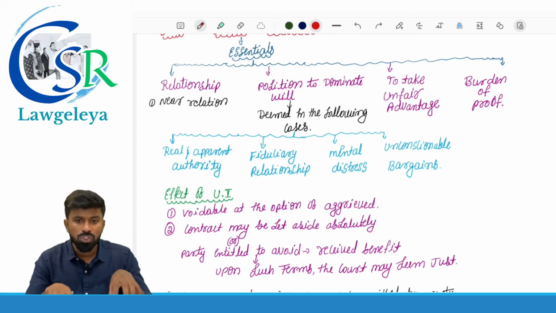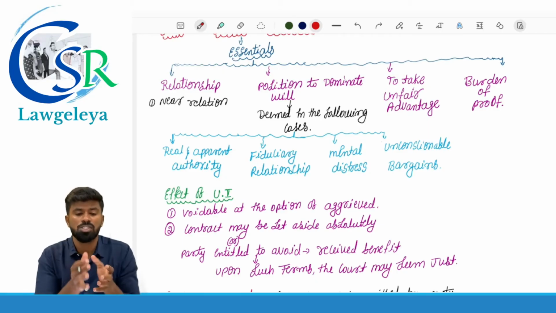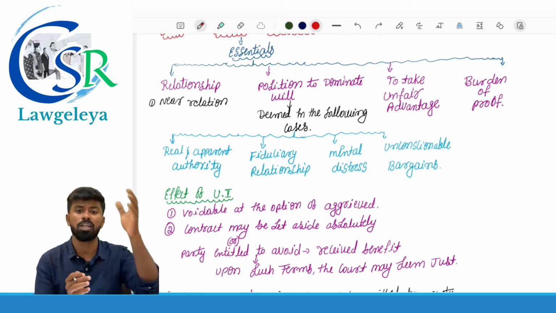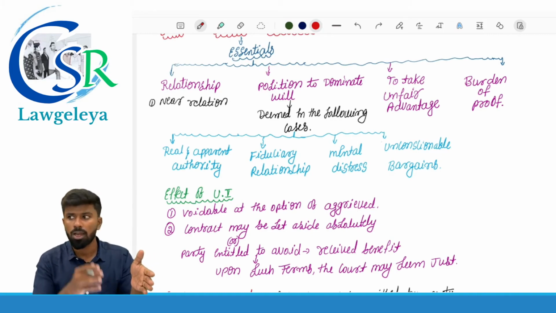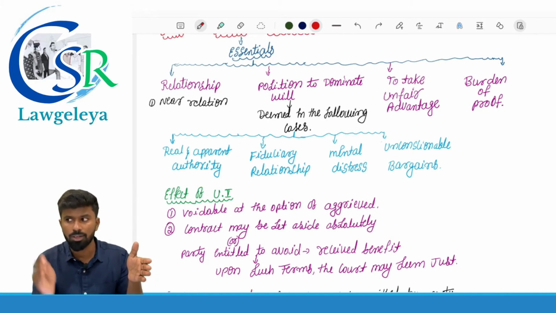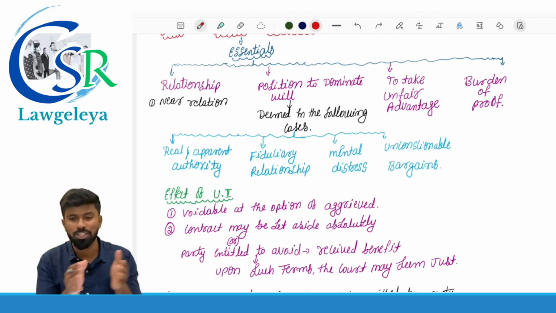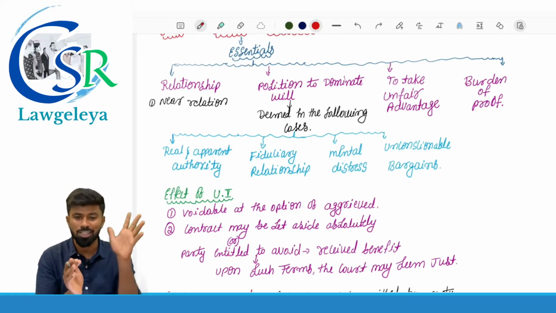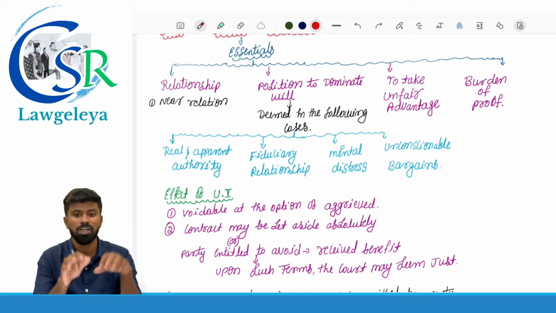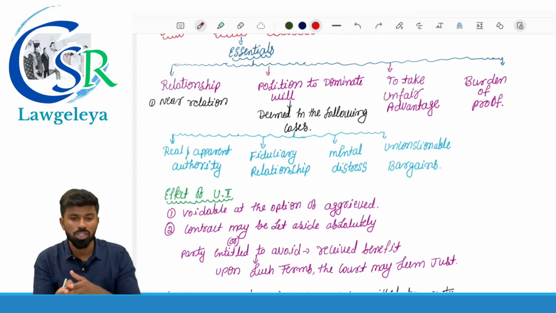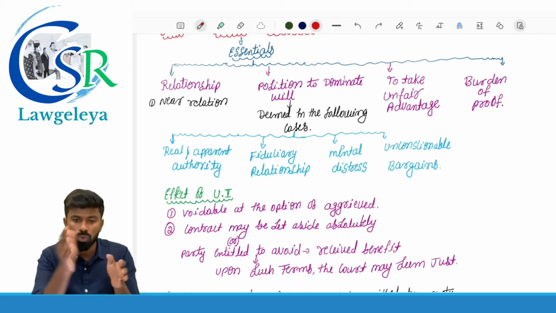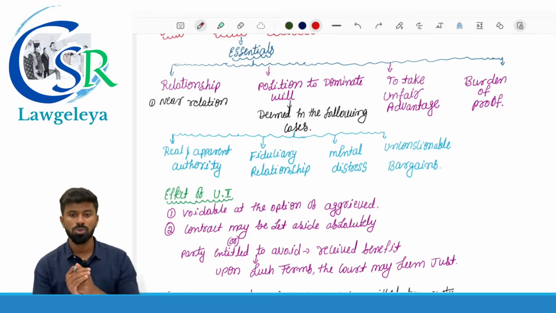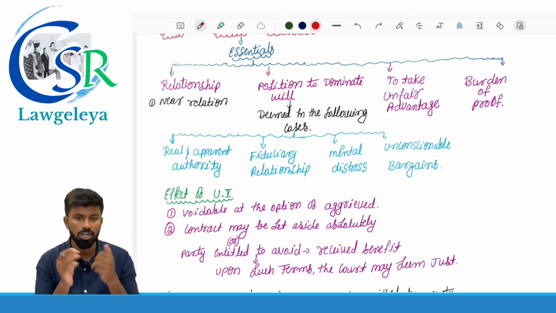Next one, fiduciary relationship. Fiduciary relationships are based on trust. For example, income tax officer and the assessee, and between the CA and client, who is in dominant position here? CA, because client trusts the CA. Fiduciary relationship between trustee and beneficiary. Trustee. Between religious guru and disciple. Religious guru, because they are based upon what? Trust. Next one, mental distress.